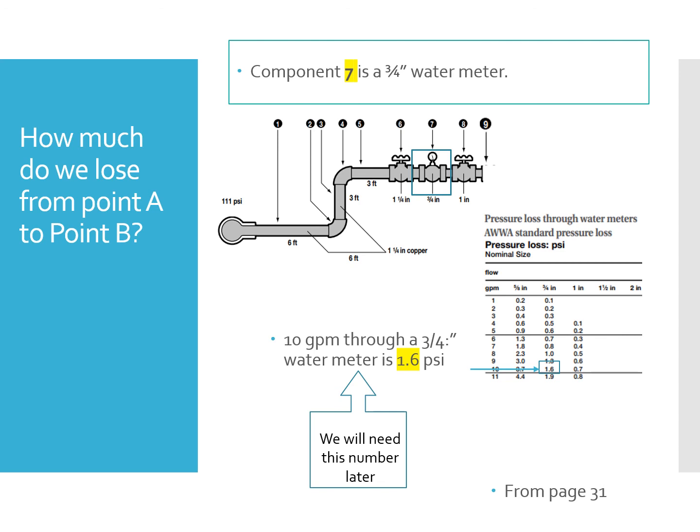Component 7 is a 3/4 inch water meter. Here we have a chart from page 31 in the Rainbird textbook that shows pressure loss through water meters. We know that our flow is 10 gallons a minute and our meter is 3/4 inch. So we find our flow down in this column, we travel over to the 3/4 inch meter, and we see what our losses are.